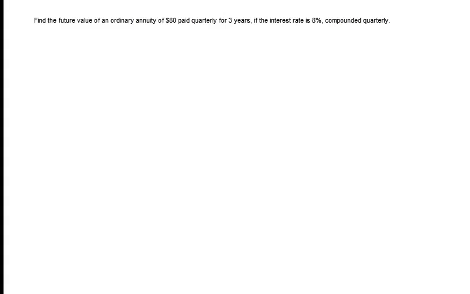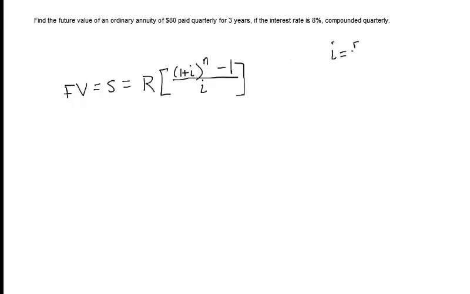So let's take a look at the formula we're going to use and identify all of the numbers that we need. Our future value of annuity, or our book calls it S, is equal to R, which is the payment size, times (1 plus I) to the n, minus 1, divided by I. And remember that I is equal to R divided by M, where M is the number of compounds.